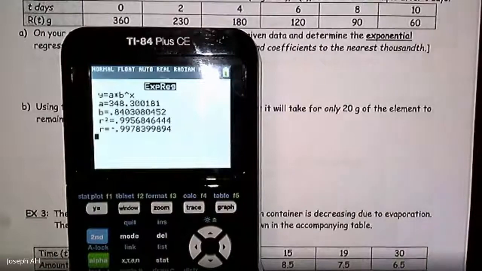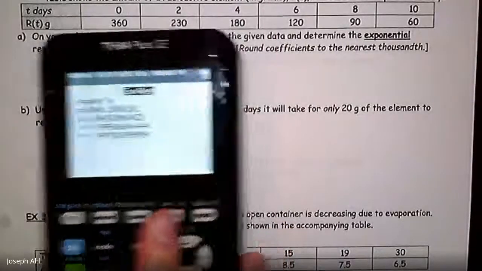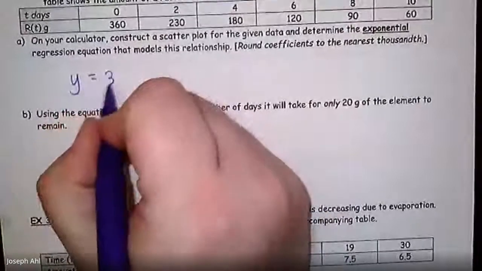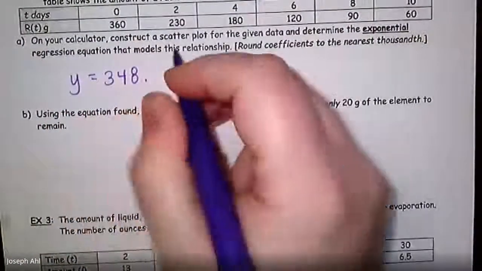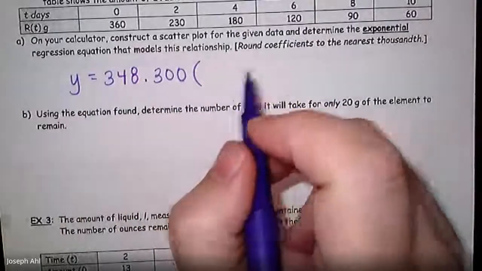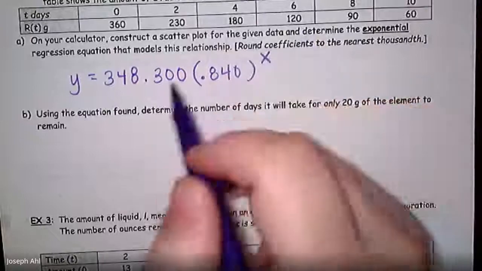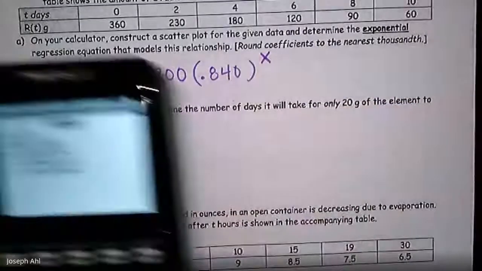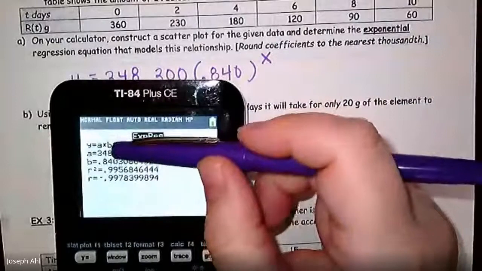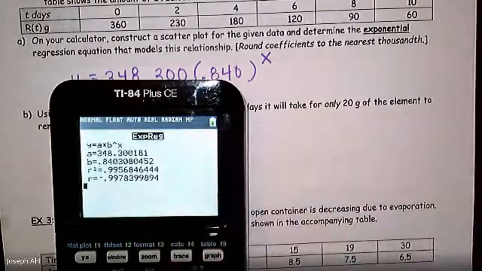Okay, here's the exponential model. I'll write it down while I have it here, and then we'll look at the scatter plot too. So we've got to the nearest thousandth, the value of A is 348.300, is what that rounds to in the thousandths place. And the value of B is 0.840. Okay, make sure you're following the appropriate model. And the nice thing about any regression model is it tells you exactly how you're supposed to write it out with the coefficients of A and B plugged in.